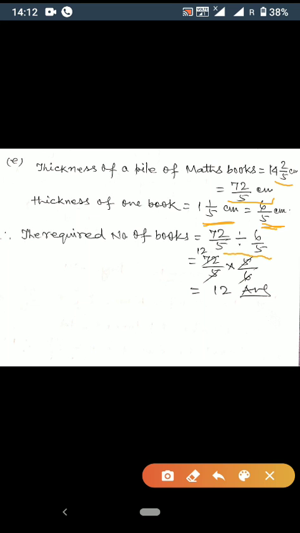Therefore, the required number of books equal to 72 by 5 divided by 6 by 5 equal to 72 by 5 multiply 5 by 6. So 5 ones are 5, 6 ones are 6, 6 twelves are 72, equal to 12.